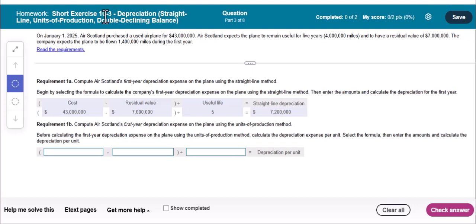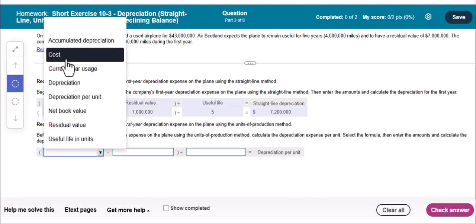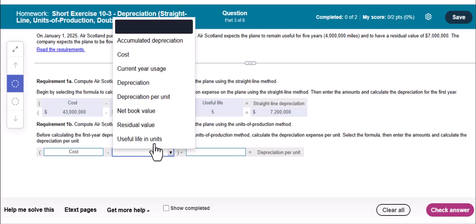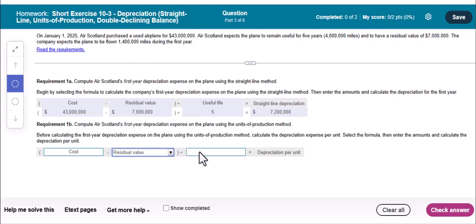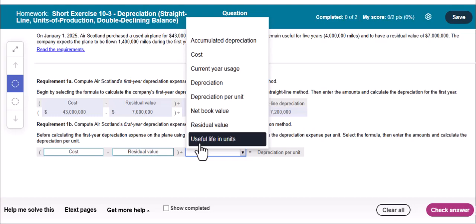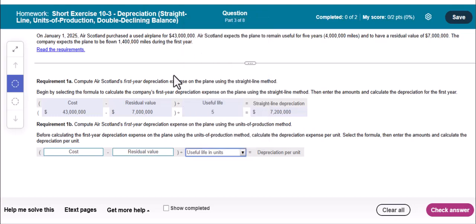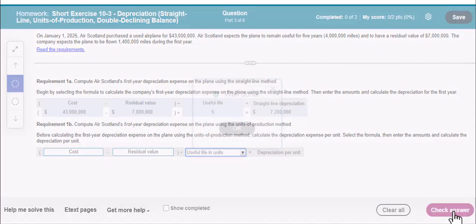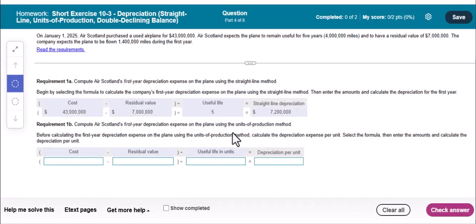So the formula is cost minus residual value divided by useful life in units. And again, the useful life in units in this case is the number of miles we think this plane can be flown, and that's right up here for the 4 million miles. So let's go ahead and check our answer here to get our words right. Well done.